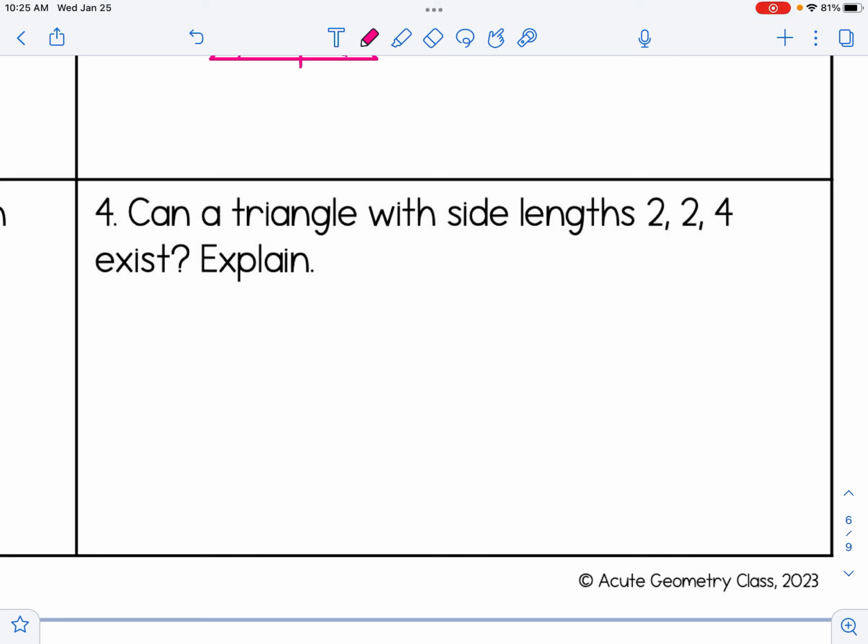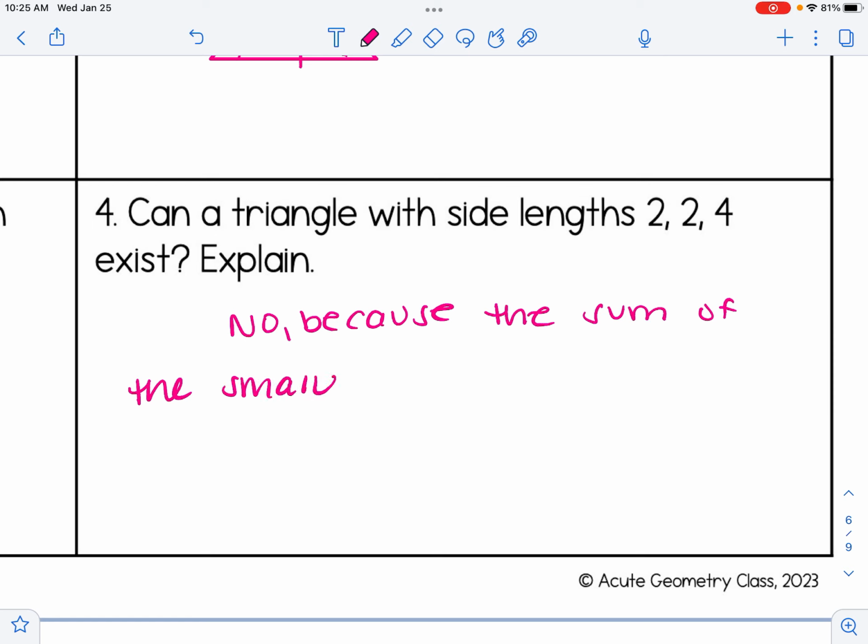Number 4, we actually looked at these numbers already today. Can a triangle with side lengths 2, 2, and 4 exist? And explain. This is no, because the sum of the smaller two sides is not greater than the third side.